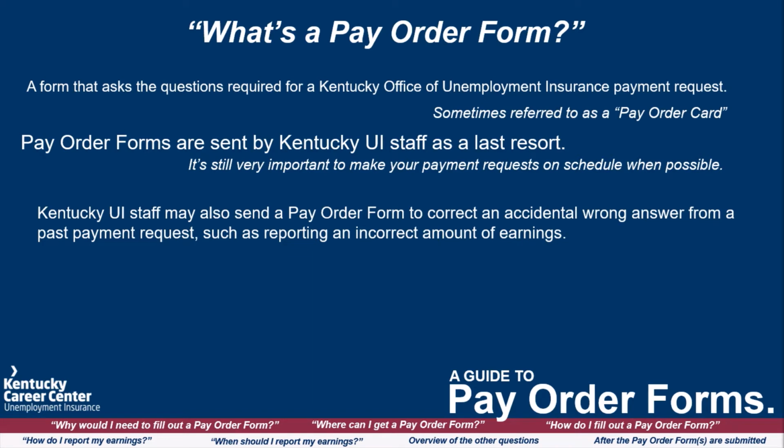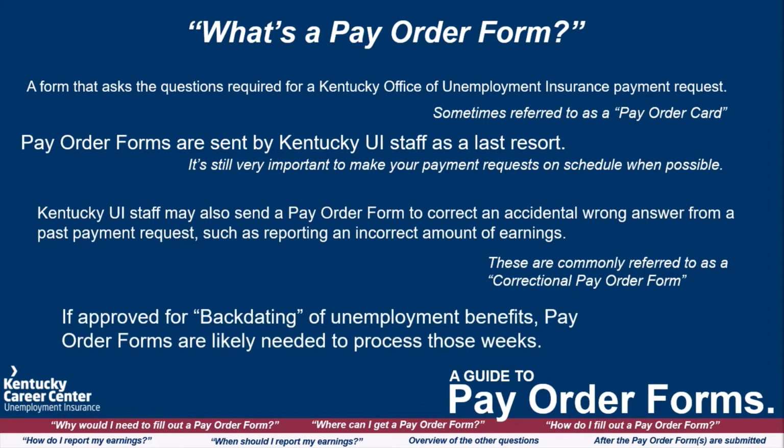Kentucky UI staff may also send a pay order form to correct an accidental wrong answer from a past payment request, such as reporting an incorrect amount of earnings. These are commonly referred to as a correctional pay order form. If approved for backdating of unemployment benefits, pay order forms are likely needed to process those weeks.